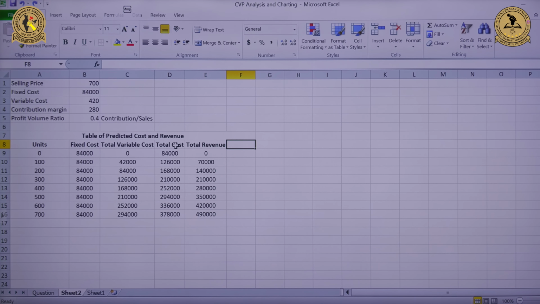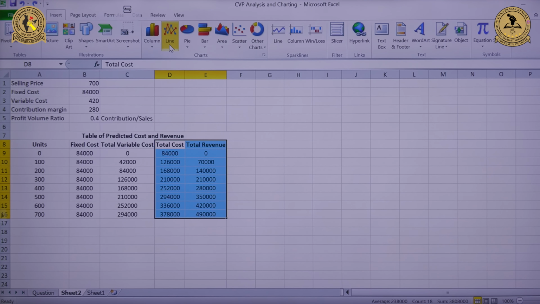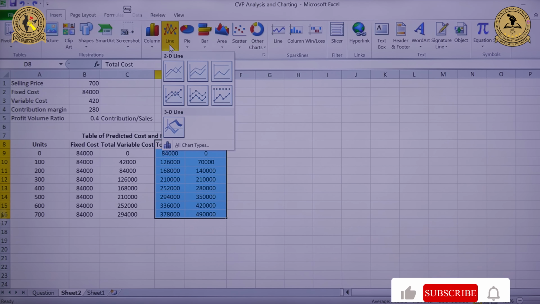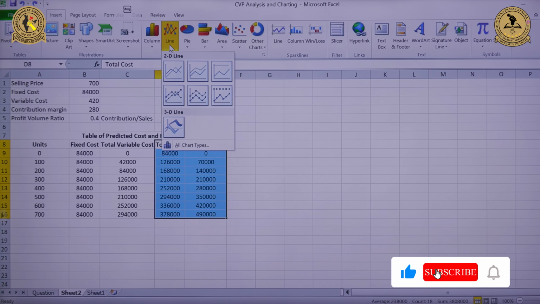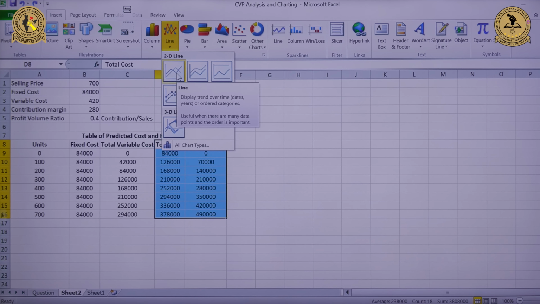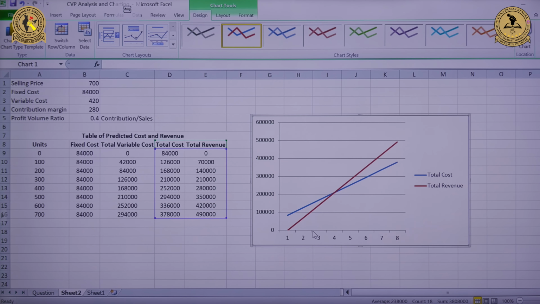So I need to select both these columns, that is total cost and total revenue. The moment I select these columns, I need to go to insert and click on line chart. I am again repeating it. I need to select the total cost and total revenue columns, then go to insert, and then click on this chart 2D line. Now this is a CVP chart. Now I need to make some small modifications in this chart.